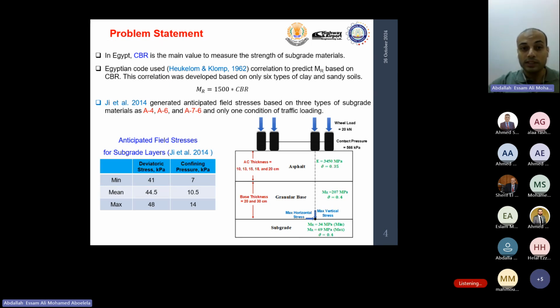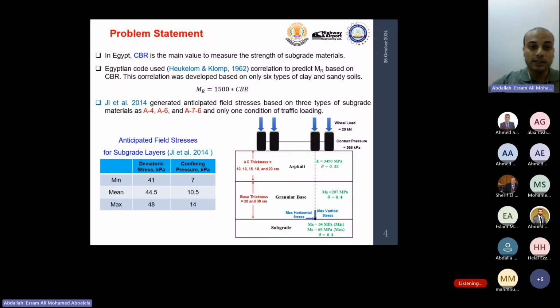However, these correlations were developed based on six types of clay and sand soils, and they were collected from one state in America. And we know the resilient modulus value is not constant and is variable because it depends on the values of anticipated field stresses, which are confining and deviatoric stress.